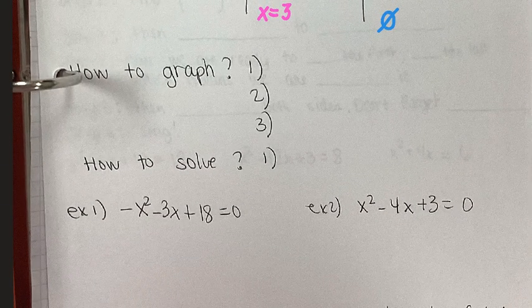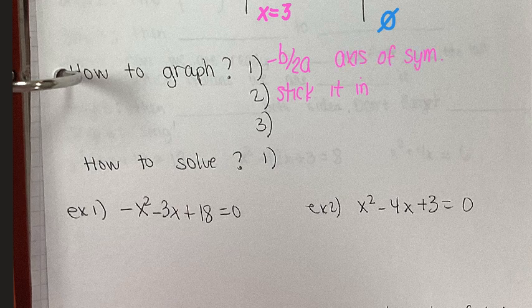Okay, let's review. How do we graph? This is what we did last week, and what your quiz yesterday was on. We're going to use -b over 2a to find the vertex. We're going to stick it in to find, oh, sorry, this doesn't find the vertex. -b over 2a finds the axis of symmetry. Stick it back in, that finds the vertex. Then we're going to make a table of values on either side of the axis of symmetry.